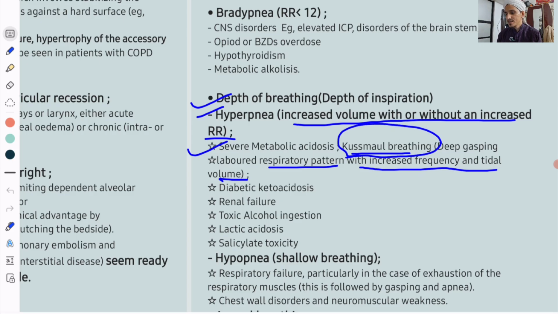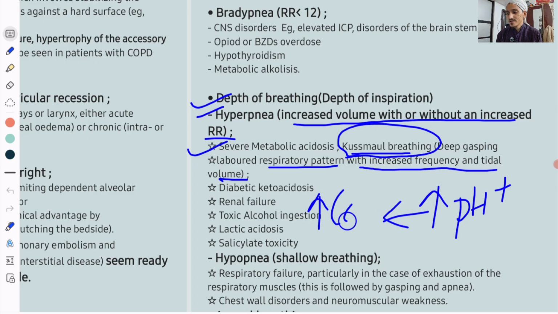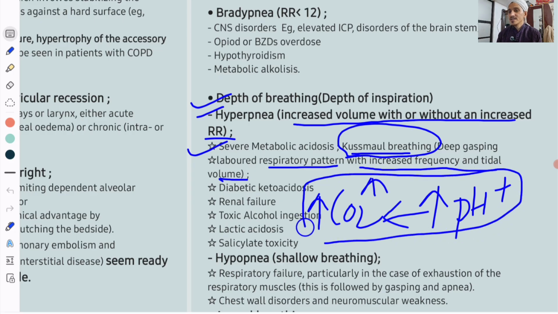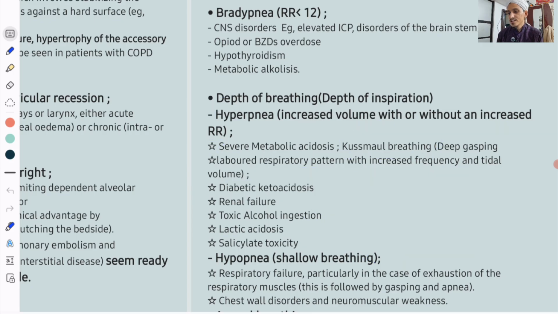Okay, Kussmaul breathing happens because of altered pH of the blood. The pH is decreased, so to correct it the lungs will try to eliminate carbon dioxide fast. That is why there will be hyperpnea in these patients. The lung will excrete more and more carbon dioxide, so the patient will have deep inspiration. Hyperpnea is increased volume of respiration.